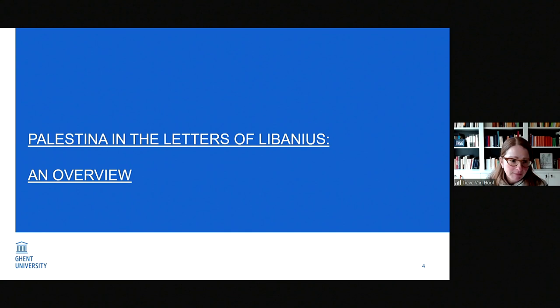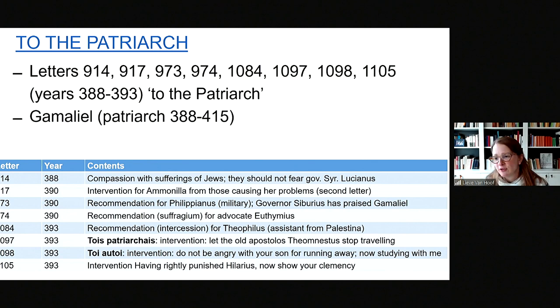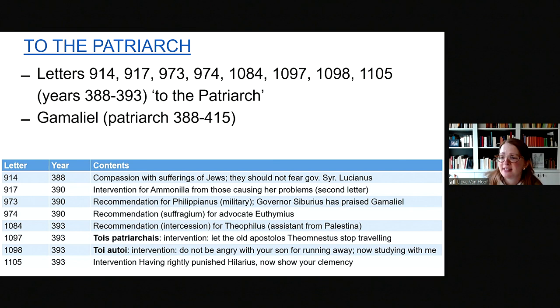The most famous letters of Libanius that have to do with Palestina are no doubt the 8 letters which Libanius addressed to the patriarch. Which, of course, were also included in Stern's volume of the Greek and Latin authors on Jews and Judaism, so they were translated as a group together, which is not the case, I should add, for the letters of Libanius in general. Several letters have been translated, but many of the letters I will be talking about today have never been translated. But I have heard from Maren that that may change in the near future.